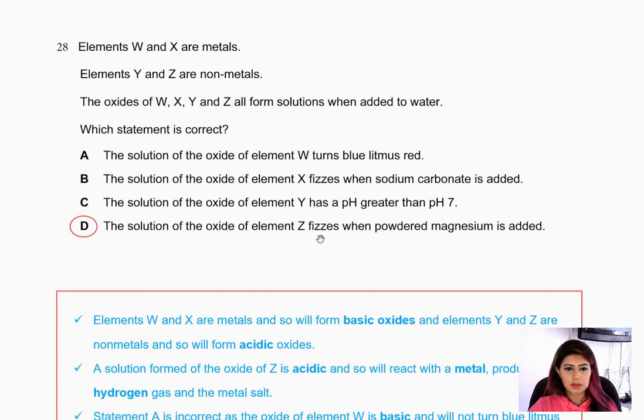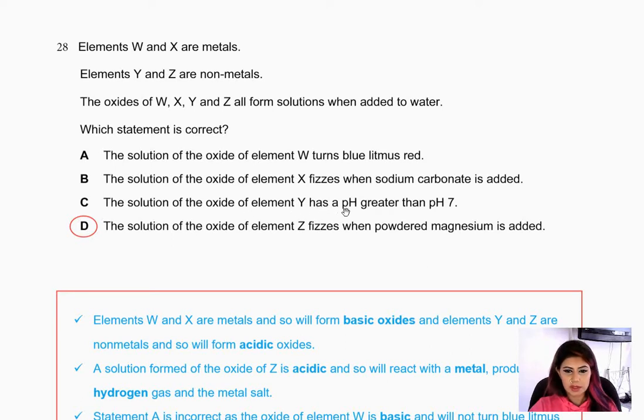One second. Let's start with A. A solution of the oxide of element W turns red litmus paper from red to blue. W is a metal, it's basic. Basic is alkaline, so it should turn blue. So that's incorrect. B: the solution fizzes with sodium carbonate if added. If we have sodium carbonate, we need an acid to make it fizz, so carbon dioxide is liberated. But X, is it an acid? No, X is basic because it's a metal, so it can't be B.